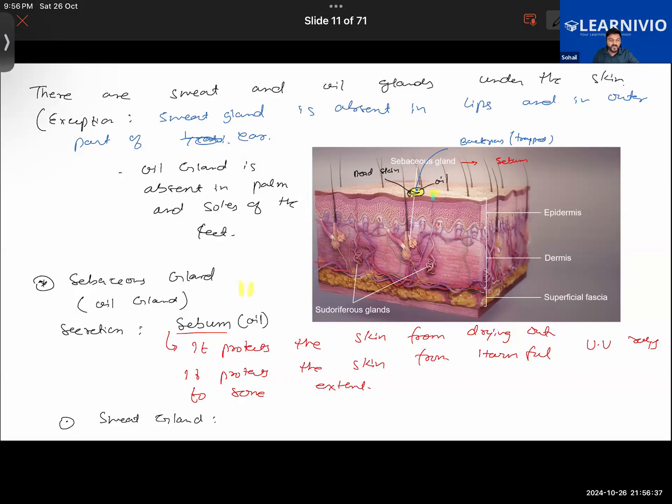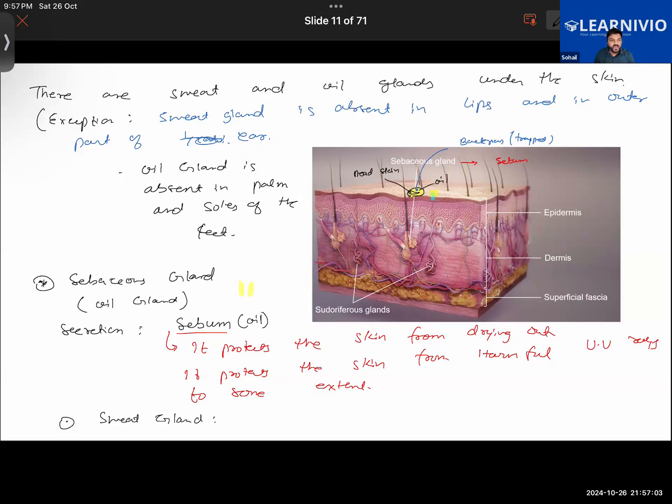Okay, that is one thing. The oil gland will be absent in our palm and in the sole of the feet. It is absent there also. Talking about the oil gland, we're saying that the oil gland will not be present in the palm of the hand or in the sole of the feet, while the sweat gland will be absent in our lips, for example. It is absent there, or in certain parts of the body it is not present.